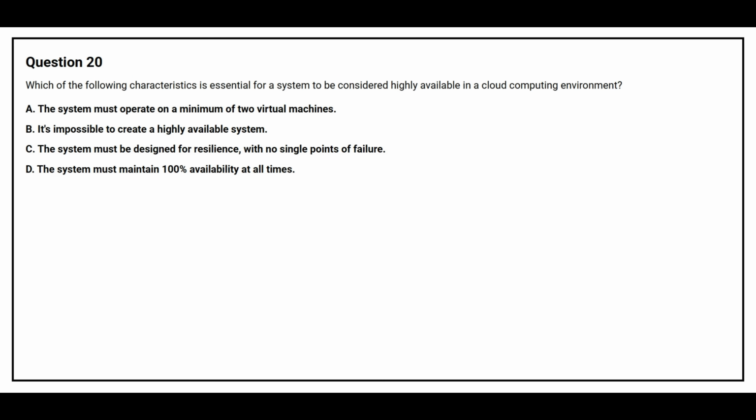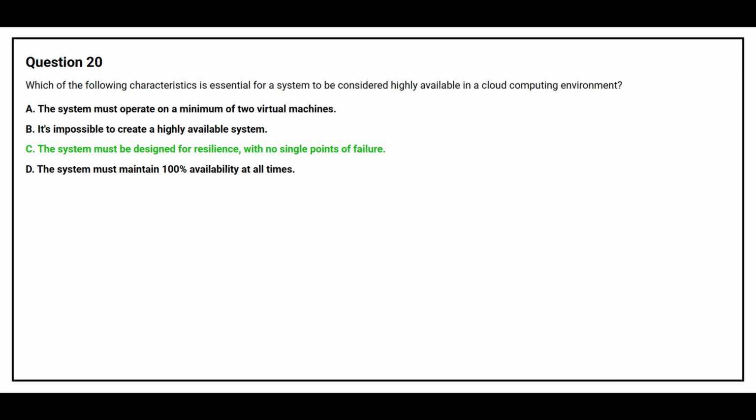Question number 20. Which of the following characteristics is essential for a system to be considered highly available in a cloud computing environment? Option A. The system must operate on a minimum of 2 virtual machines. Option B. It's impossible to create a highly available system. Option C. The system must be designed for resilience with no single point of failure. Option D. The system must maintain 100% availability at all times.